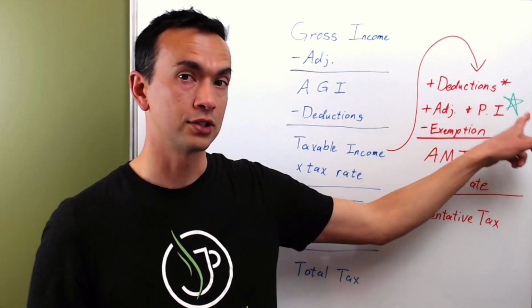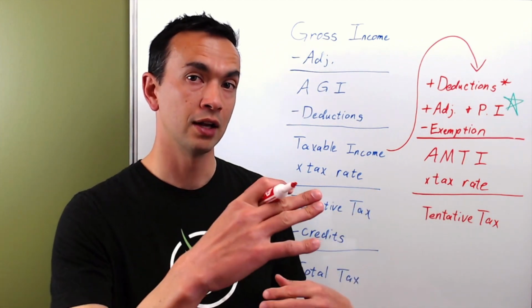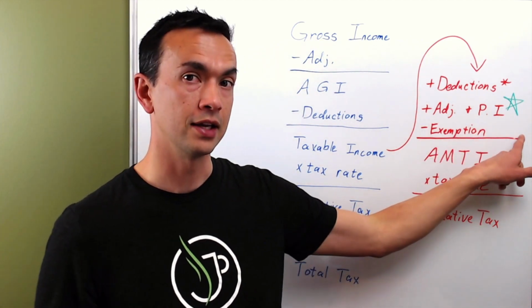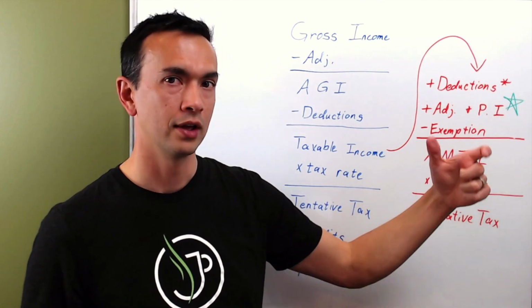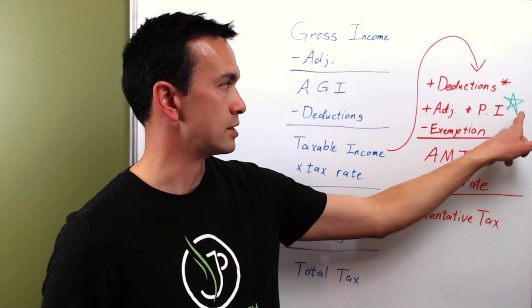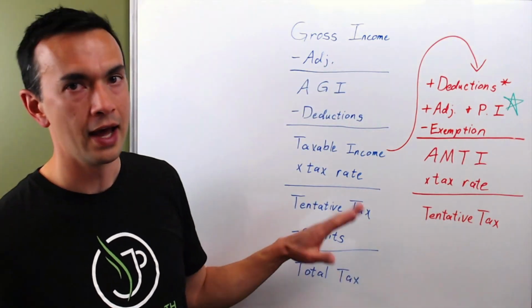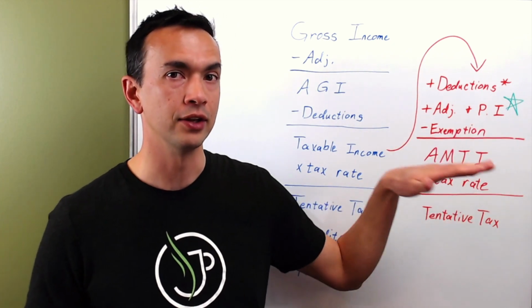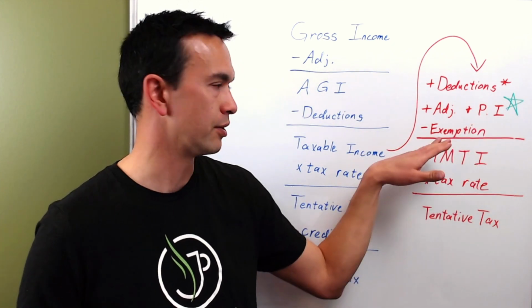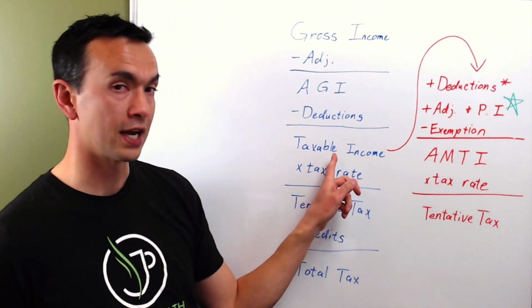And I put a star here because of what I talked about before with that ISO bargain element. That's where this gets added here. And so that's why you can trigger AMT with your ISOs, because there's income here that isn't included in this formula at all. Once you add those back, then there's just this flat amount that you subtract out called the exemption, and that will give you your alternative minimum taxable income.